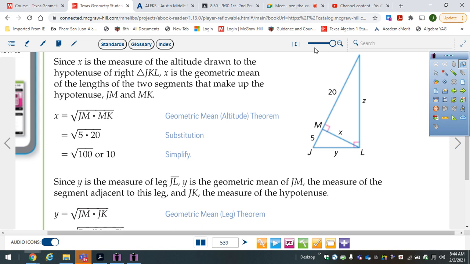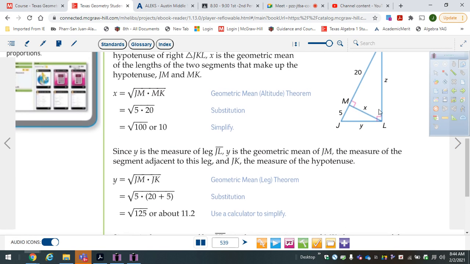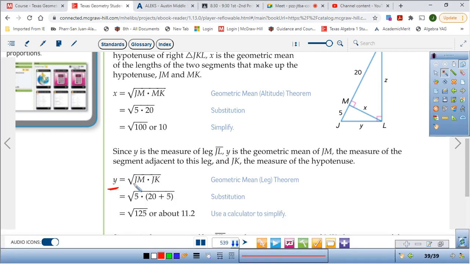So for that one, we're going to go with Y. There it is. So Y is now equal to, again, the geometric mean of 5, like I said, and the whole distance, 20 plus 5, 25. About that much. We could put out a 5, right? And a 5 here.